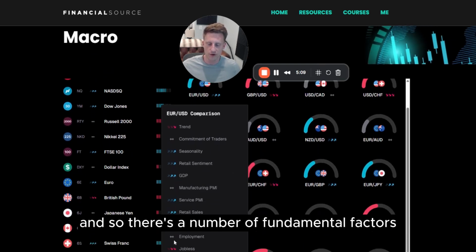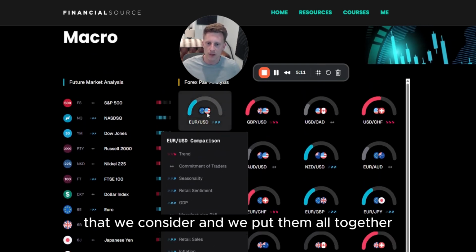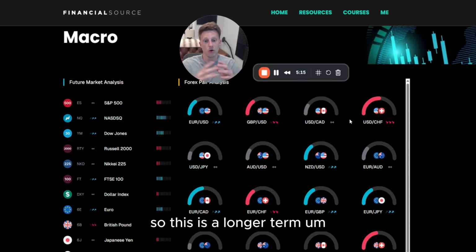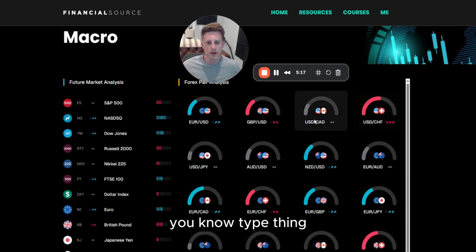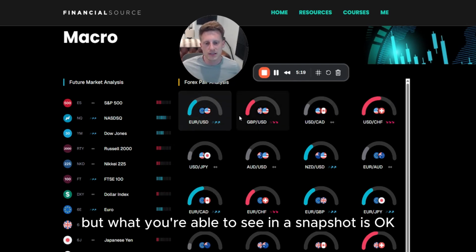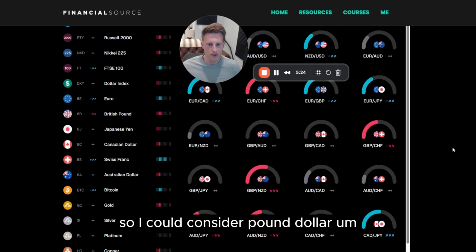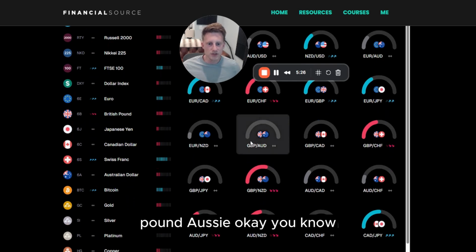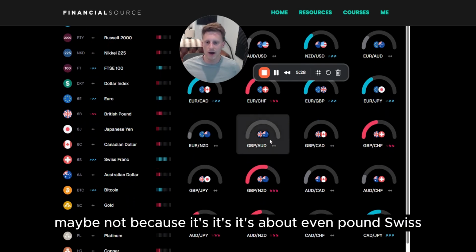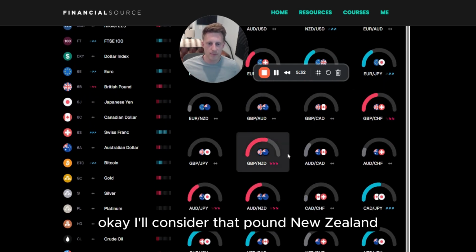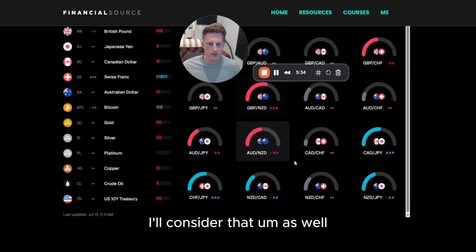And so there's a number of fundamental factors that we consider, and we put them all together. And it's only updated about once per day, so this is a longer term type thing. But what you're able to see in a snapshot is, okay, pound dollar is fairly weak, so I could consider pound dollar. Pound Aussie, okay, maybe not, because it's about even. Pound Swiss, okay, I'll consider that. Pound New Zealand, I'll consider that as well.